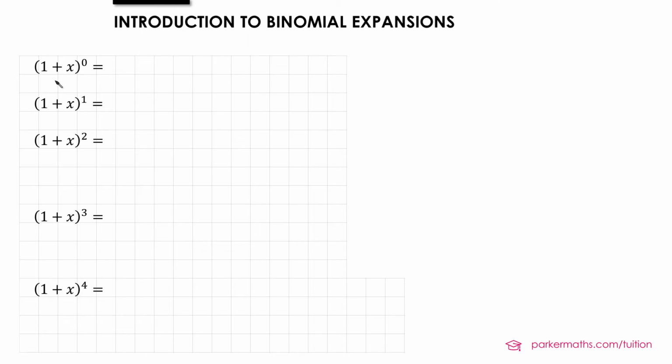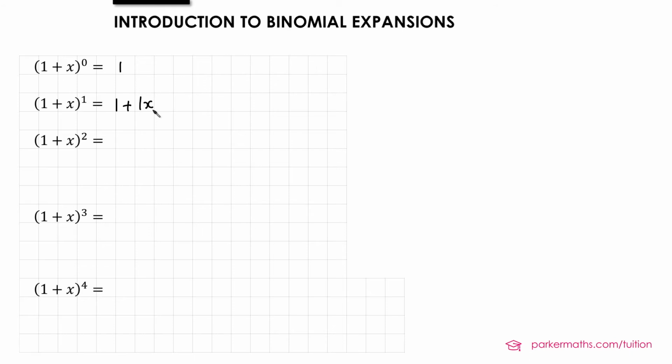So to begin with, we've got 1 plus x to the power of 0, and anything to the power of 0 is just 1. Then we have 1 plus x to the power of 1. Putting something to the power of 1 is just going to leave us with the same thing as we started with. And so we just end up with 1 plus x. But I'm going to write it as 1 plus 1x. And the reason I leave those 1's in might become more apparent later when we've done the expansions and we're looking for connections.